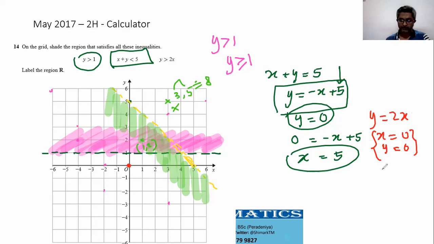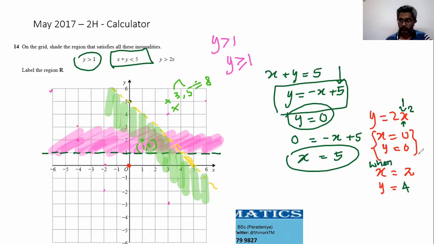Another point I need. I'll take x equals 2. I can take any point. When x equals 2, y is how much? I'll put 2 here for this x. So y equals 2 into 2, which is 4, right? Y equals 4. Is it okay?